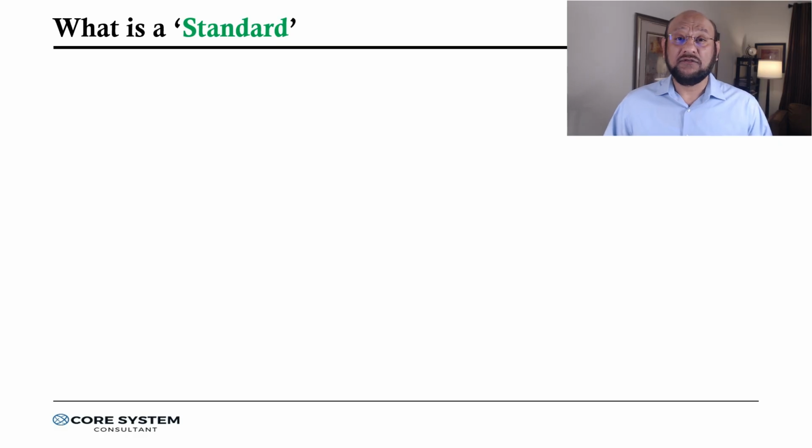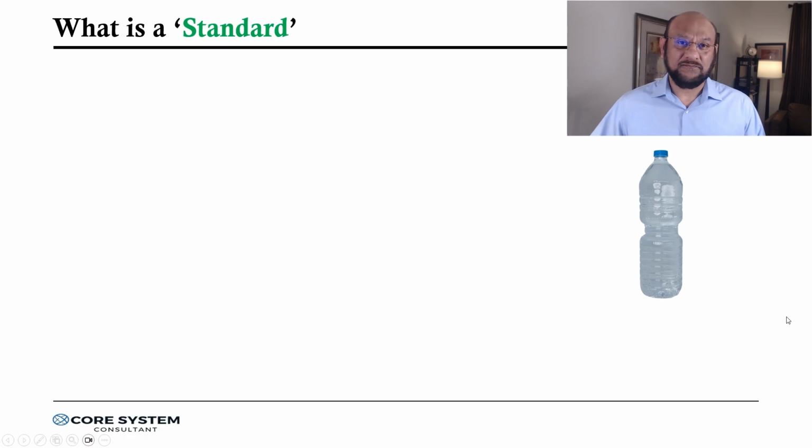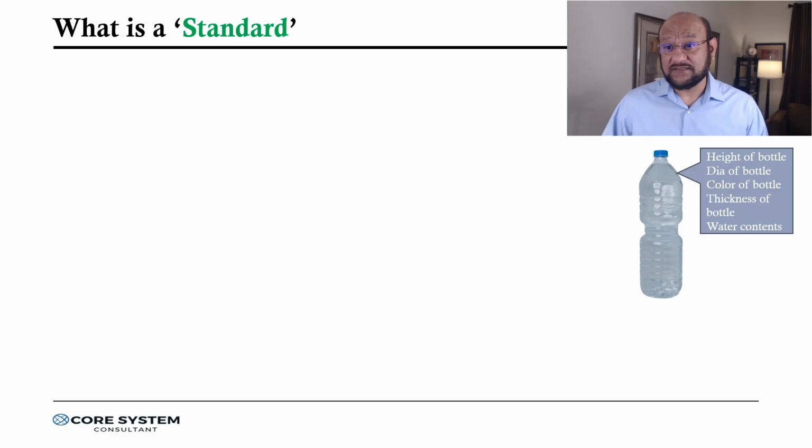So before I take you to the ISO 9001 standard, let's first understand a term, which is: what is a standard? How do you define a standard? In order for you to understand, you can think of any product or any service, even. And just for the sake of simplicity, let's think of a product as a bottle. If I ask you what are the standards related to it, you may come up with the height of the bottle, the diameter of the bottle, the color of the bottle, thickness, and the water contents that are inside this bottle. Now, these parameters that you just thought of regarding this product are called a product standard.